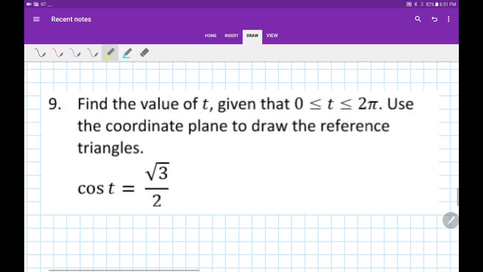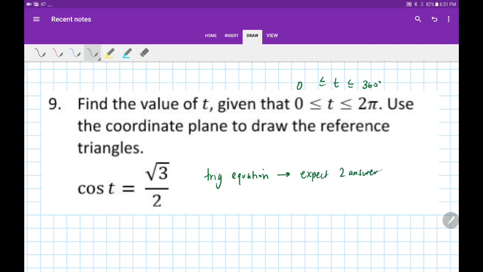All right, we're almost done here. We're on number 9 out of 10. It says, find the value of t given that, well, you can be between basically 0 and 360 degrees. So when you see a trig equation, this is called a trig equation because I'm using a trig ratio here, cosine, and there is an equation because of the equal sign in the middle. You should expect 2 answers when we're between 0 and 360.